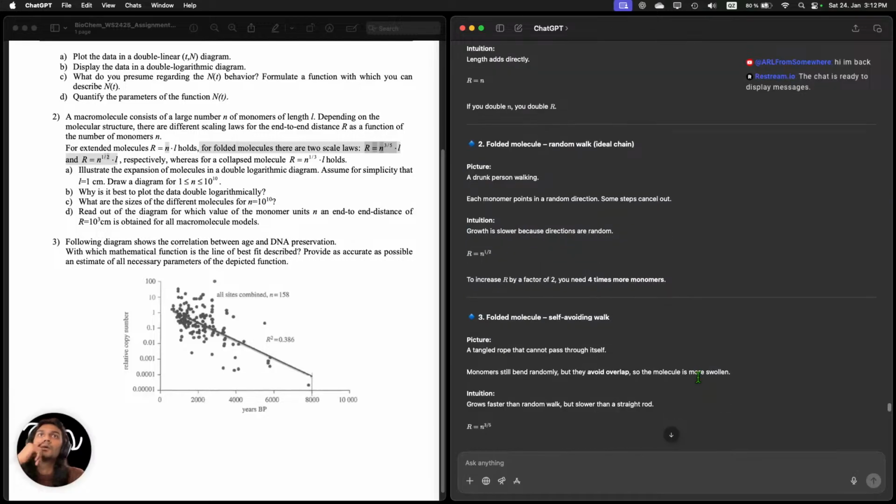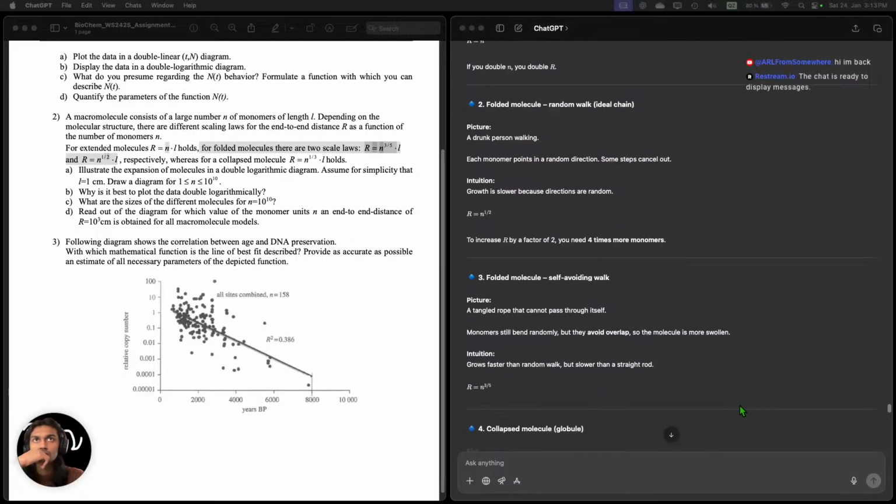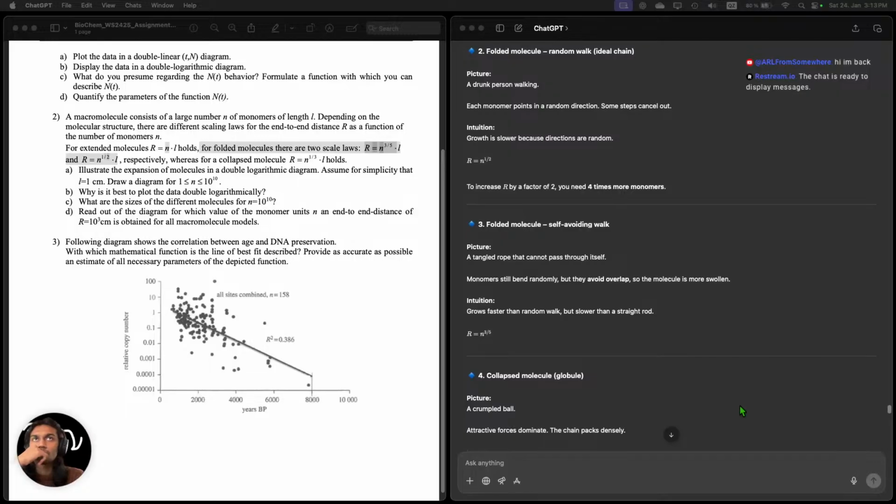Wait. A tangled rope that cannot pass through itself. Monomers still bend randomly but avoid overlap, so this molecule is more swollen. Grows faster than a random walk but slower than a straight rod. Okay.